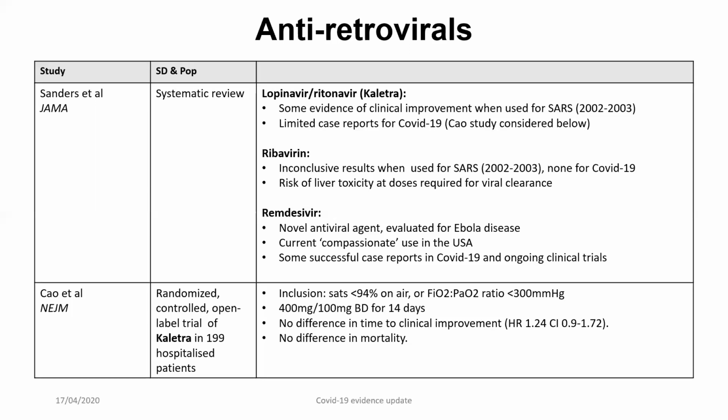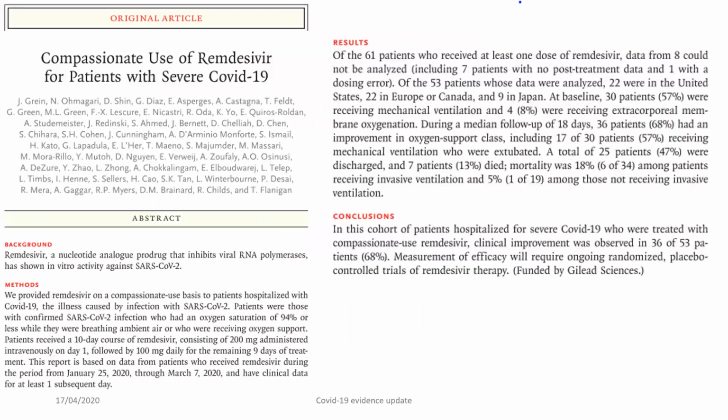One other agent which is getting a huge amount of press at the moment is remdesivir. This is a novel antiviral agent which was evaluated for Ebola disease and showed some evidence of effectiveness. It's currently used on a compassionate basis in the US. And there are some successful case reports in COVID-19 and ongoing clinical trials. This is an example of the compassionate use and the kind of cohort studies that we're getting here.